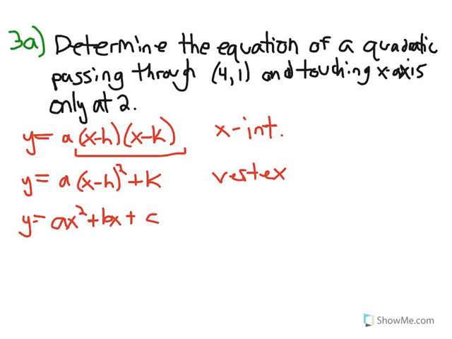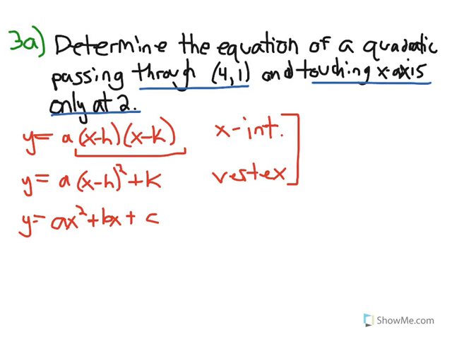So I would focus on these 2 concepts and what you are given in the question to point you in the direction of which form to start building your equation in. Let's read our question one more time. We've got a point that we're passing through, so that's neither an x-intercept or a vertex necessarily. And then it touches the x-axis only at 2.